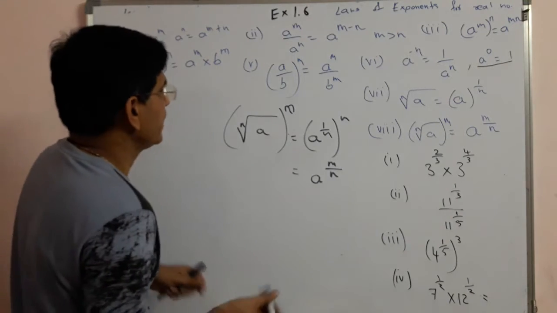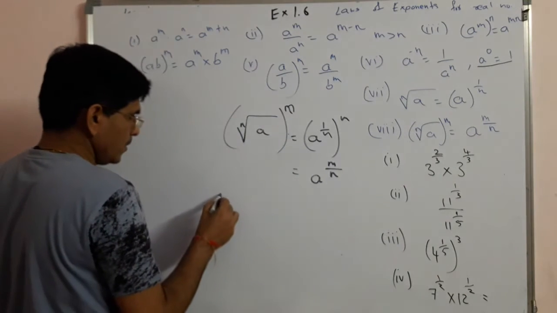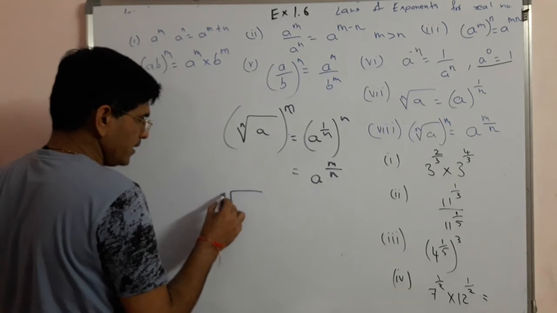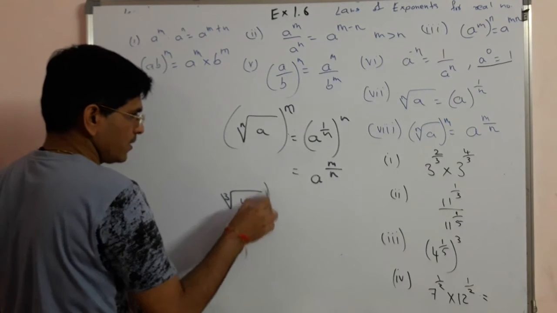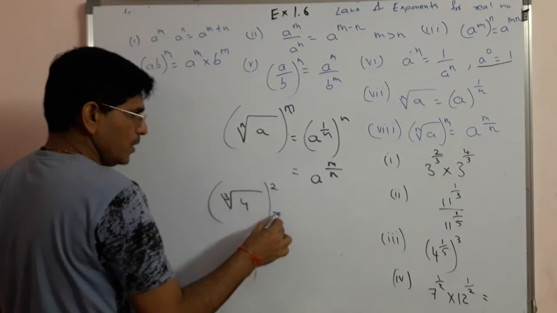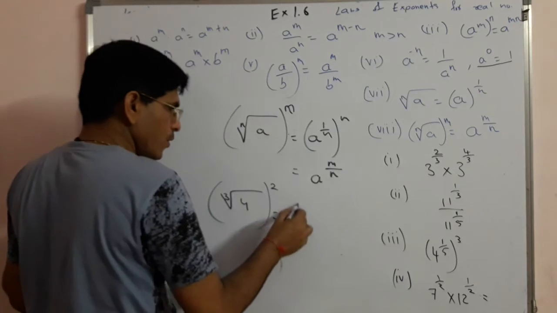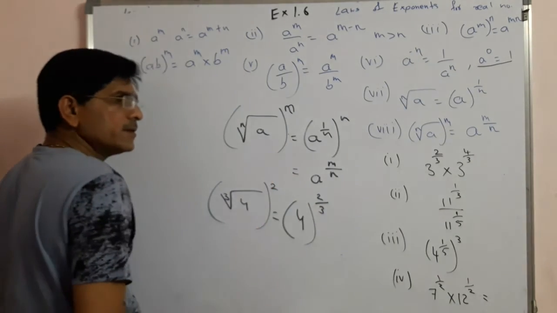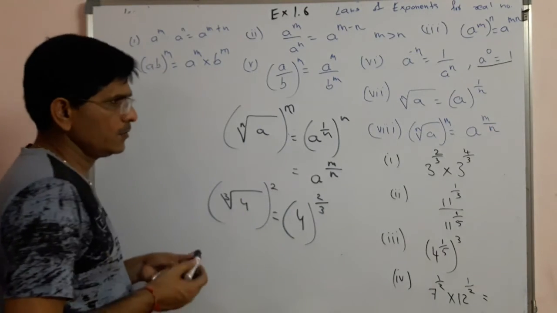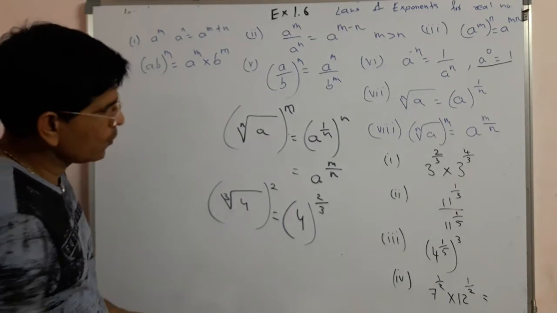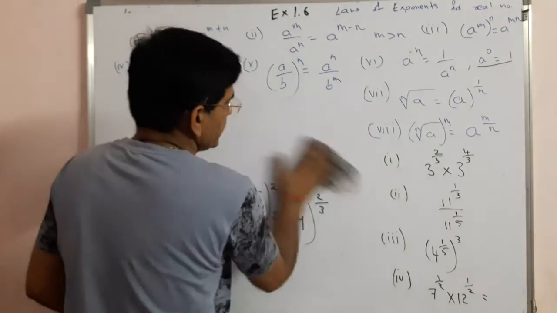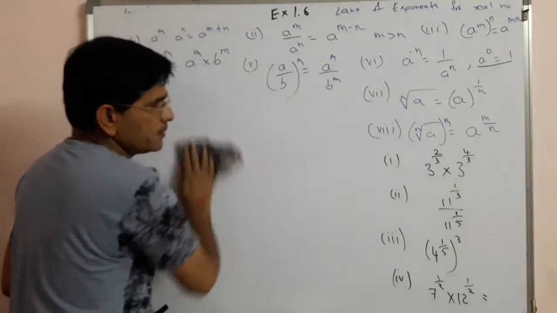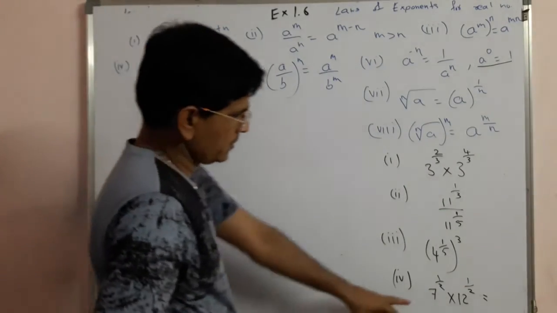Now we can do an example of it. Here it is 3, here it is 4, and the power is 2. Then I have to write 4 to the power 3 by 2. That is how I have to write. So 4 or 5 examples I am writing here. If you see properly, we can do these sums.